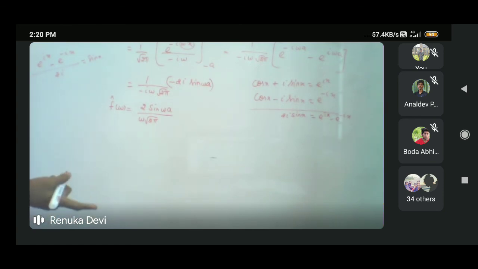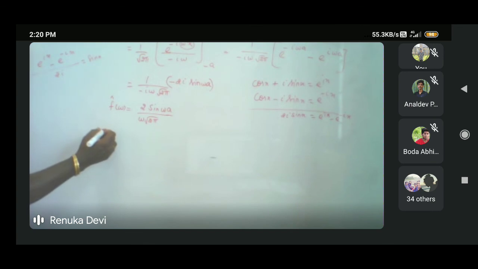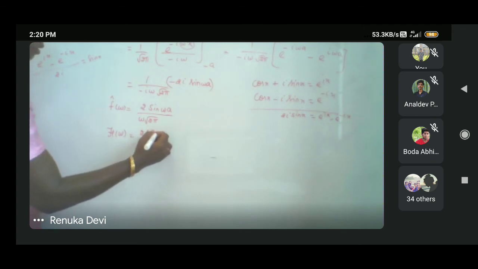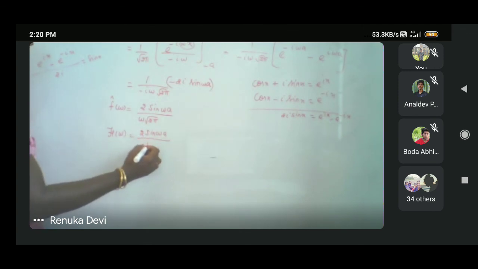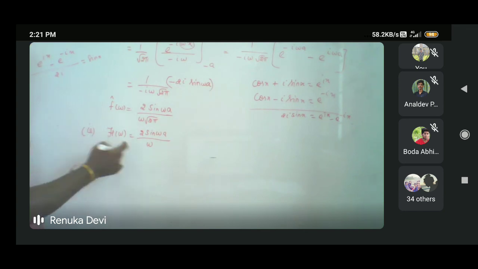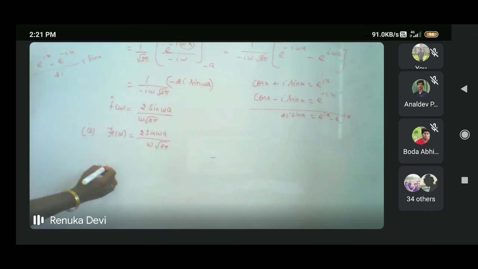Okay, now we have to find the value of the integral of sin x by x. For this, you just find the inverse of this. Therefore, I take f cap of w to be 2 sin wa by w root 2 pi. The Fourier transform is denoted by script f. In the last class itself, I have told. Therefore, I take the inverse.